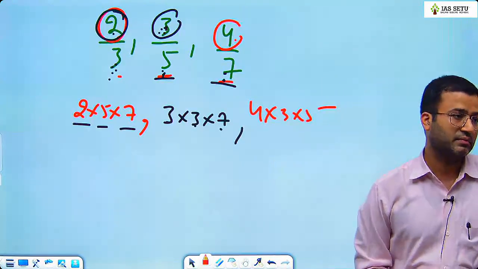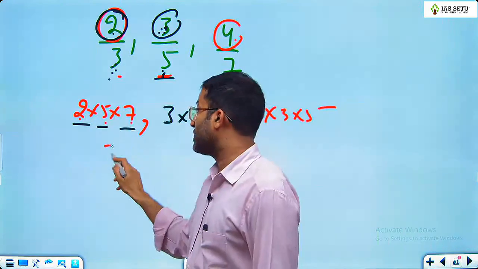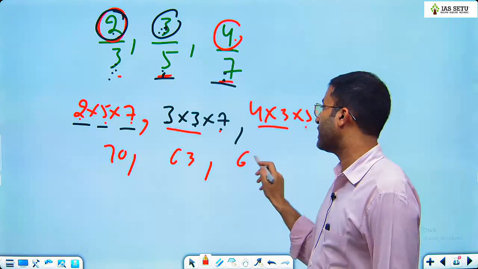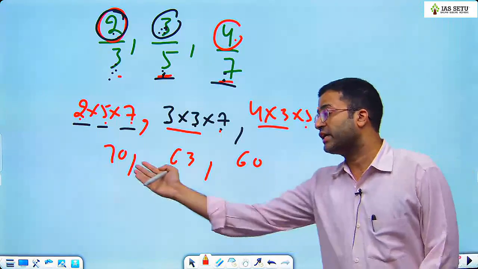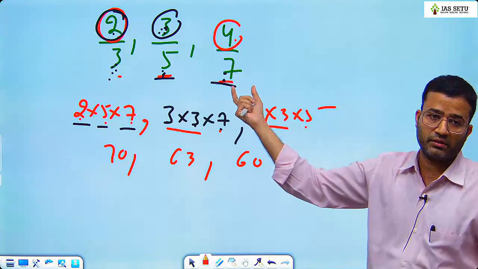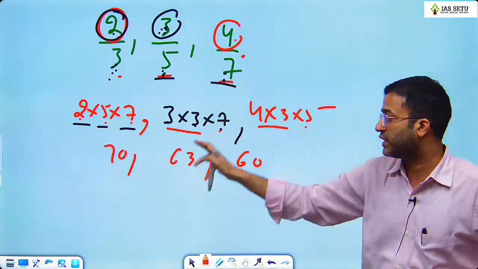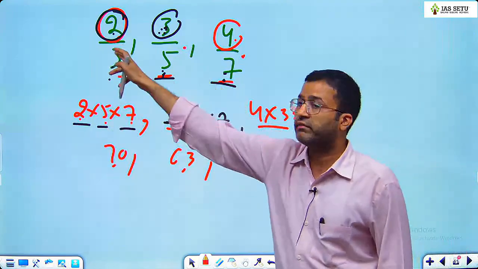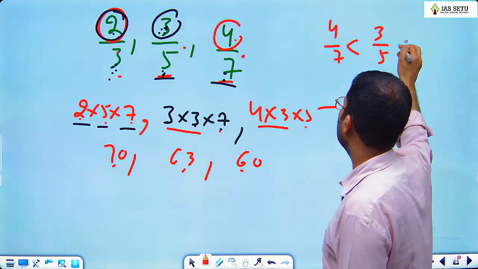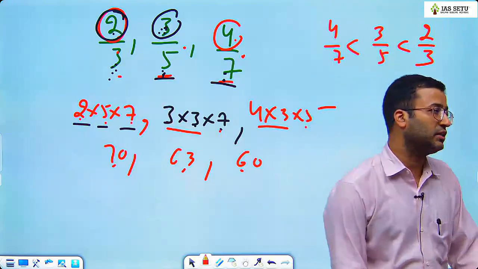Clear? The example is just like that. 10 into 7, 70. 9 into 7, 63. This is 12 into 5, 60. Now we arrange these in ascending or descending order. The smallest is 60, and that 60 means 4 by 7. The extreme value represents the extreme fraction. 60 represents this, 63 represents this, 70 represents this. So 4 by 7 is less than 3 by 5, which is less than 2 by 3. So 2 by 3 is the largest fraction out of the given fractions.